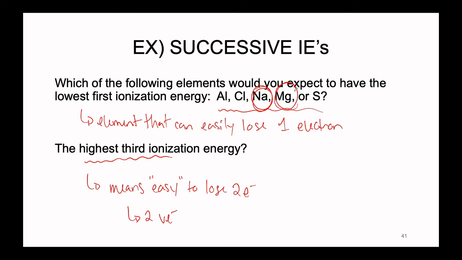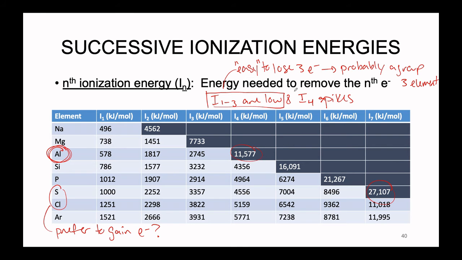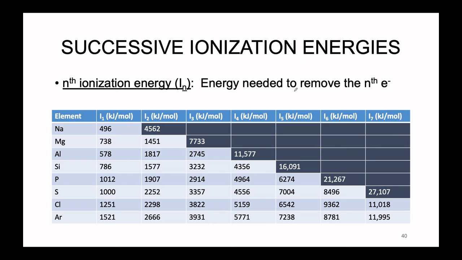All right, so let's take this information and go back to the previous table, and we'll clean it up a little bit. The element that has the lowest first ionization energy, so we're looking at this column, we can see is right here. It is sodium. This is exactly what we predicted.